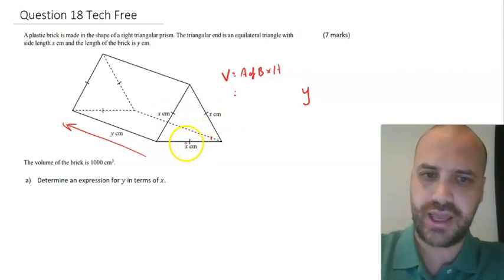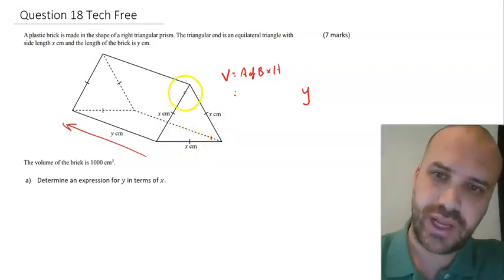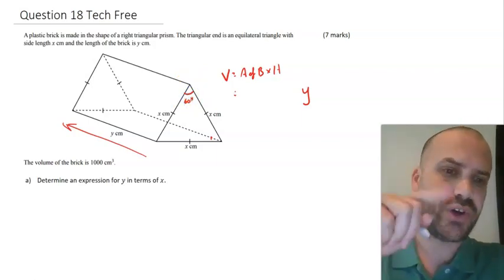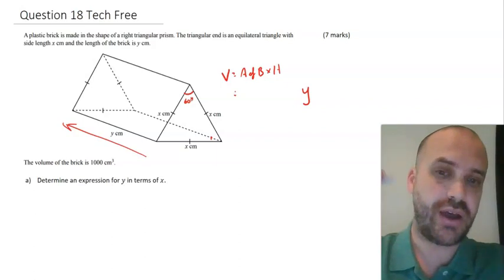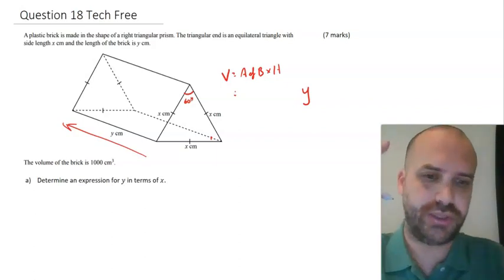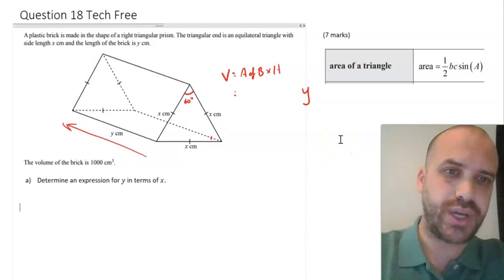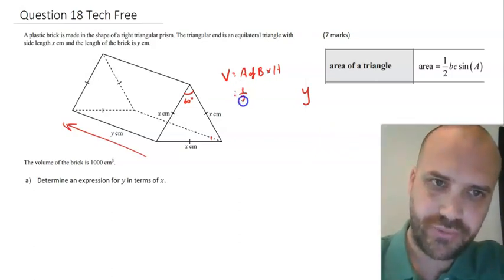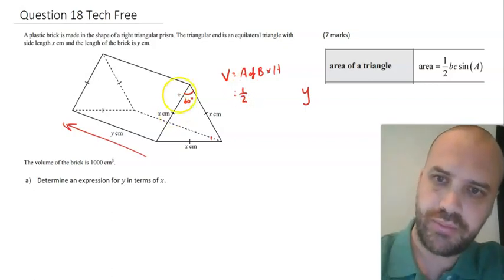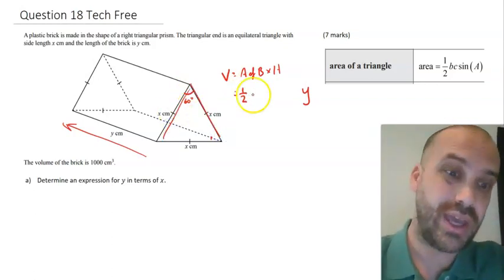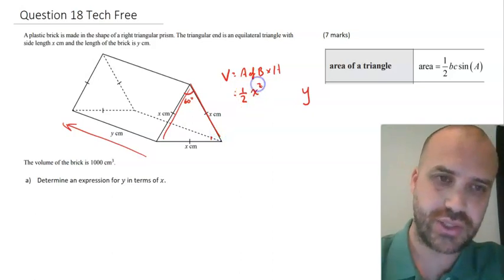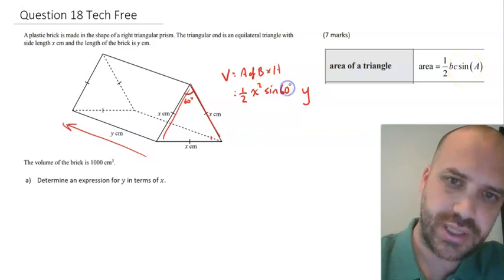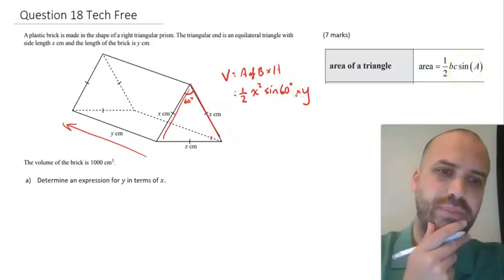X, X, X. Equilateral triangles have an angle here of 60 degrees. And I know to find the area of a triangle, I do have a formula for that on my formula sheet. So an area of a triangle is equal to half bc sine A. So half bc, so x times x, half x squared, and then sine of 60 degrees. And we're going to multiply that by y.